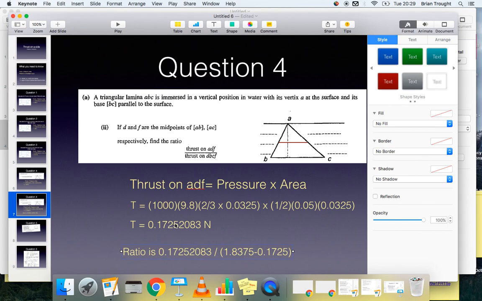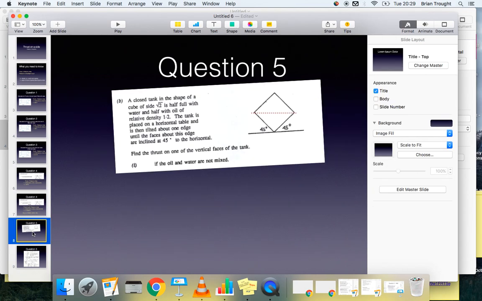Okay, the final example. This is a Leaving Cert question. I think it was 1990 or something like that. It shouldn't have been asked because it's over complicated based on what the Leaving Cert course should be. So we have a closed tank in the shape of a cube of side √2. So √2, √2, √2, and √2. 45-degree angles there and there. It's half filled with water and half filled with oil of relative density 1.2.